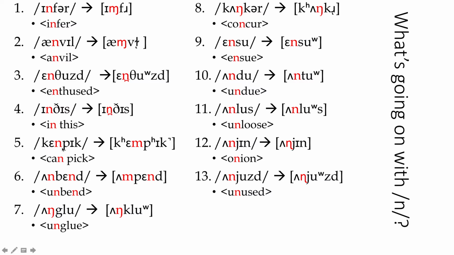I can pick them, I can pick the right team. It actually becomes can pick. The N becomes bilabial in order to match the following bilabial stop. Unbend would become unbend. It has, again, this M sound to match the following bilabial.